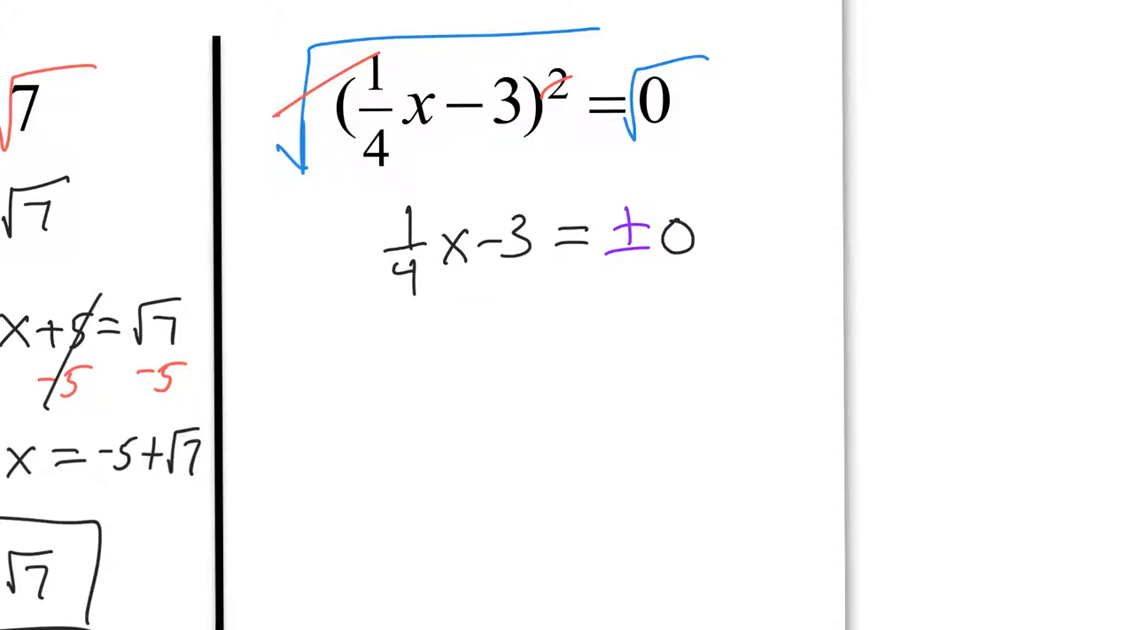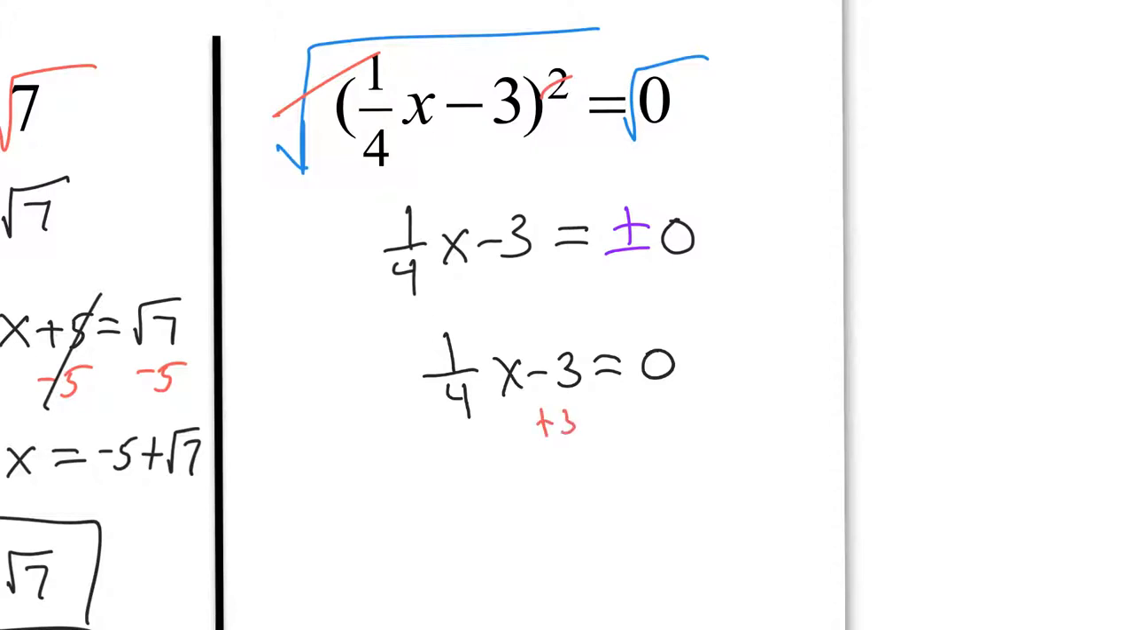Now think about this. 0 is not negative or positive. It's a neutral number. So what that means is we don't need these two signs because we have a 0 on the right side. So I'm going to get rid of that plus and the minus because, once again, 0 is neutral. So you just put 0 on the right side. You don't need a plus and a minus. Now you are going to solve.